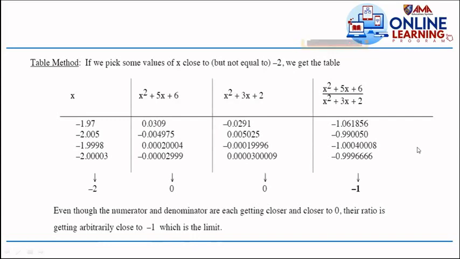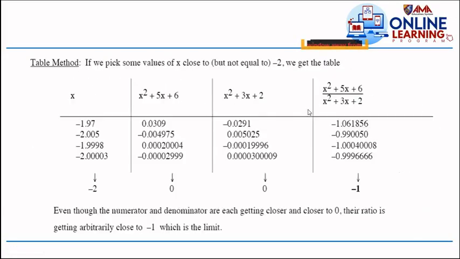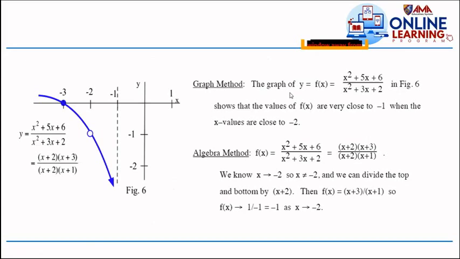Okay? So next, last slide po. You're going to use the graph method. Una, yung table method. Ito siya. Next, graph method. The graph of y is equal to the function of x is equal to x squared plus 5x plus 6 over x squared plus 3x plus 2 in our figure 6. Shows that the values of the function of x are very close to negative 1 when the x values are close to negative 2. Okay?